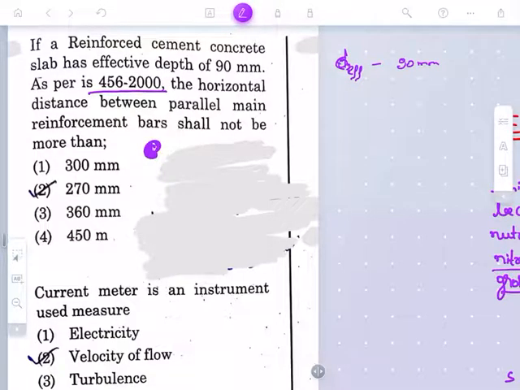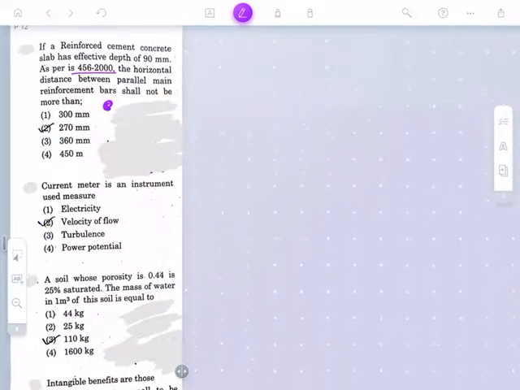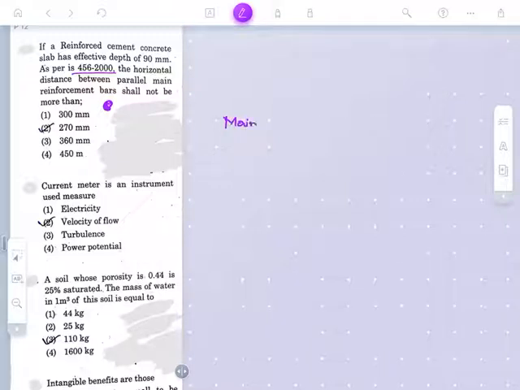See, this question belongs to codal provision. I'll just take a condition, and with respect to that we can solve this question. For main bars, the condition is like this: minimum of the two things, that is, 3 times D effective or 300 mm, whichever is less, is the horizontal distance between the parallel main bars.